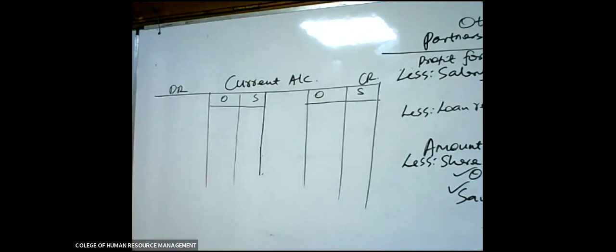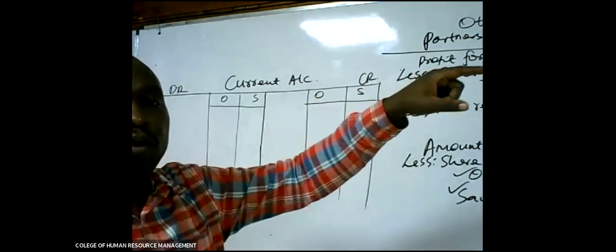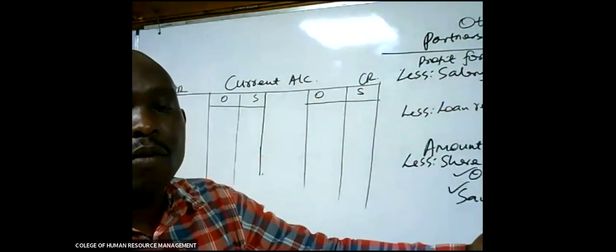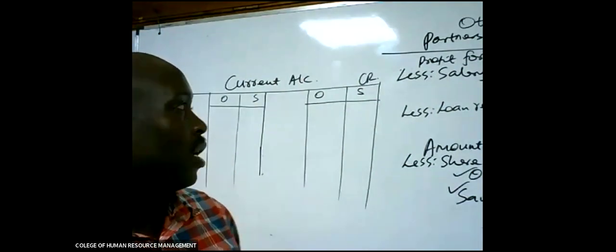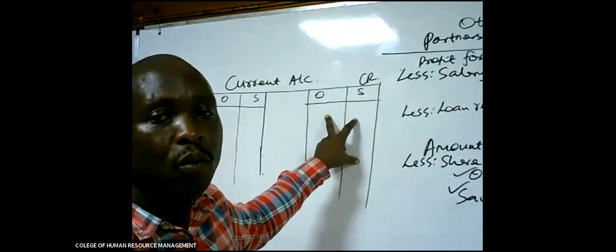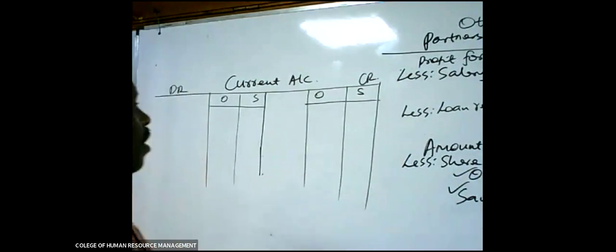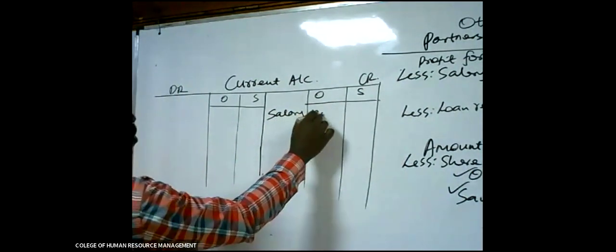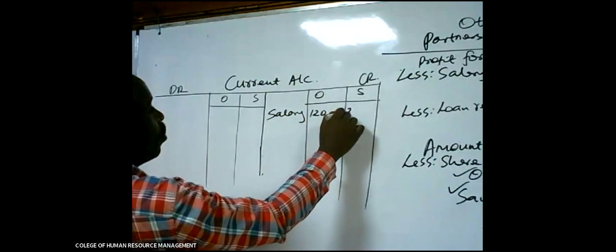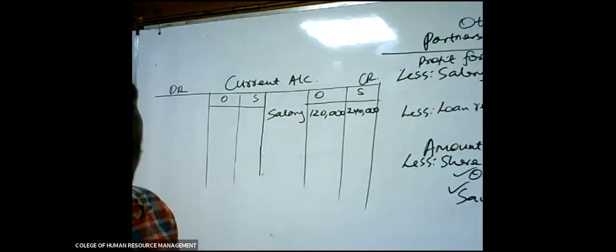So that is Otis and Sam. O is for Otis, S is for Sam. The debit side, the credit side. I want to remind you, how do you prepare the current account? What the partners will be receiving from the business or from the partnership, we credit. In this case, they will receive a salary, 20,000 for this, 40,000 to Sam. Credit, because that is a benefit to them.